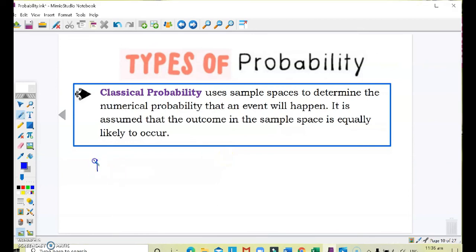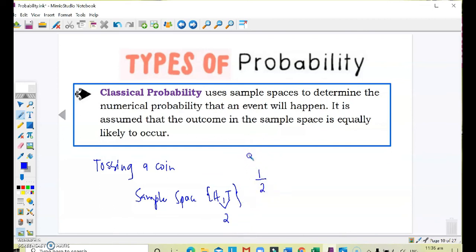Example, in tossing a coin, the sample space is getting a head or a tail. That means there is an equal chance of occurring for a head and a tail. We have 2 possible outcomes. So the chance that a head will come out is 1 out of 2. And the chance that a tail will come out is 1/2 as well. This is what we call classical probability. So we make use of the sample space in which each item is equally likely to occur.